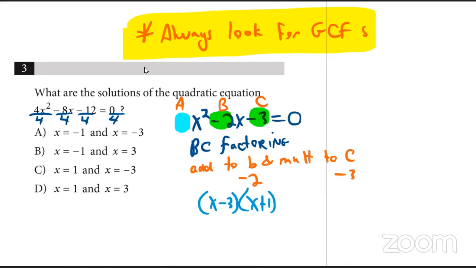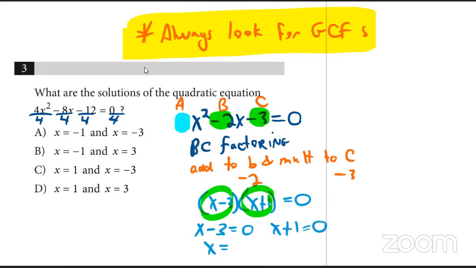x plus 1. Now the zero product rule says if these 2 things multiply to 0, then you set each one equal to 0. So x minus 3 equals 0, x plus 1 equals 0. Add 3 to both sides, take away 1 from both sides, and we have 3 and -1, and the answer to number 3 is going to be B.